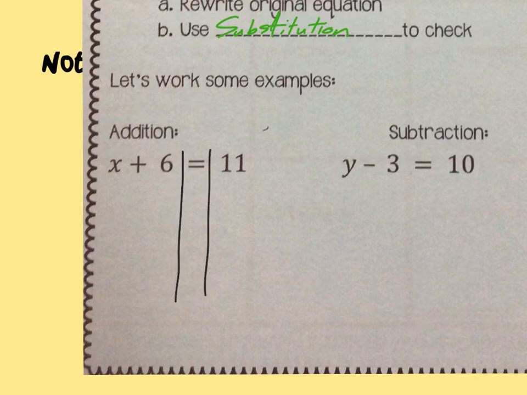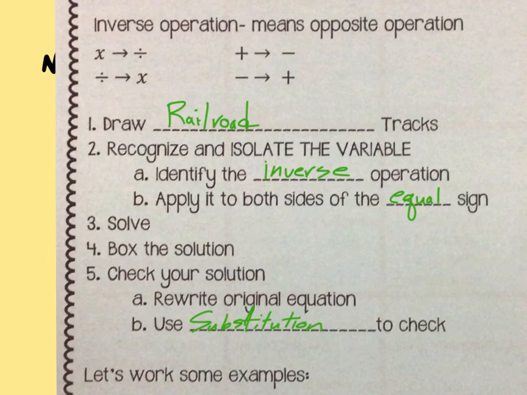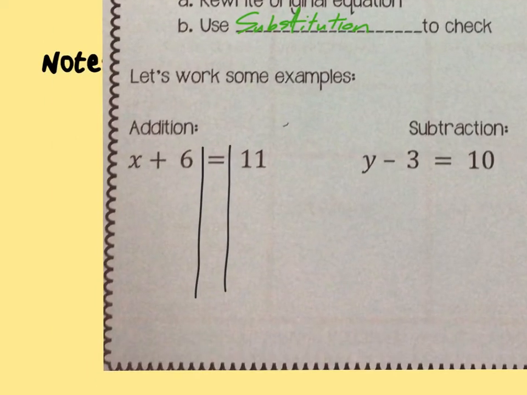There's my railroad track. Then it says, recognize and isolate the variable. Okay, so we know that we have a variable right here: x plus 6. There's my variable. We want it to be by itself.